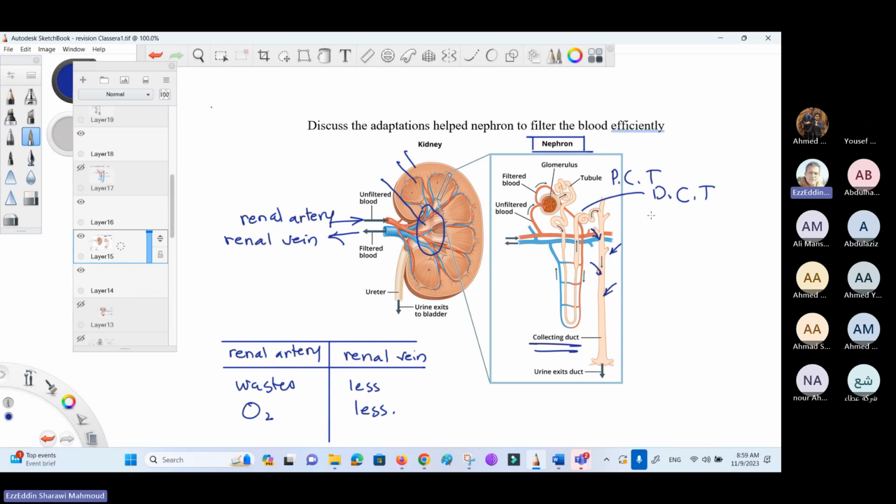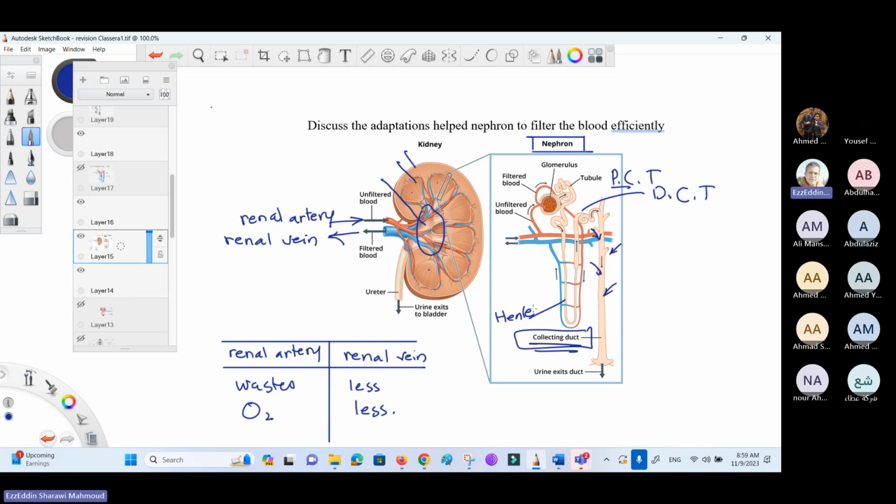So the nephron consists of 5 parts. Number 1, the cup-shaped capsule called Bowman's capsule. The second one is the proximal convoluted tubule. The next one is the loop of Henle. The next one is the distal convoluted tubule. And after that, it's a collecting duct here.